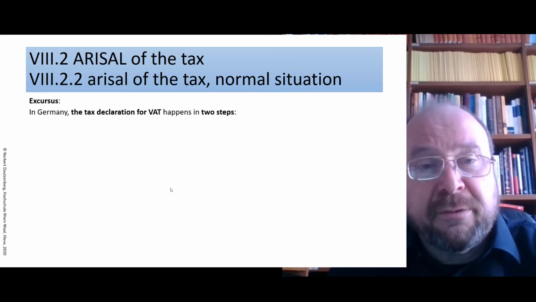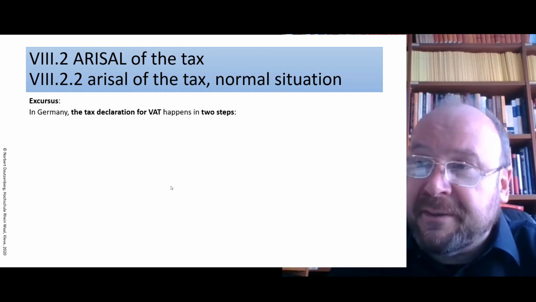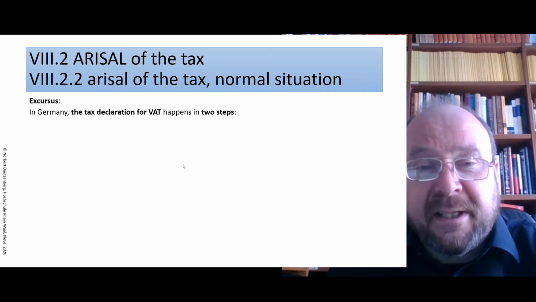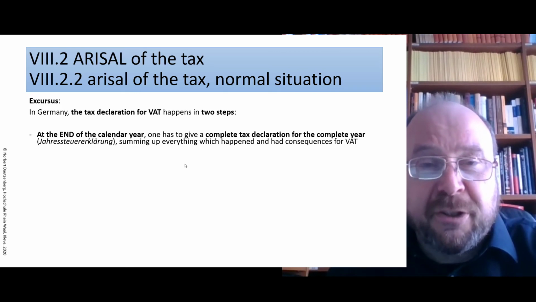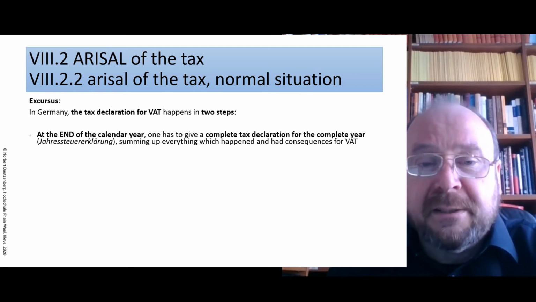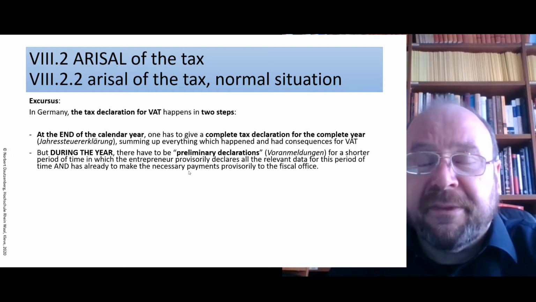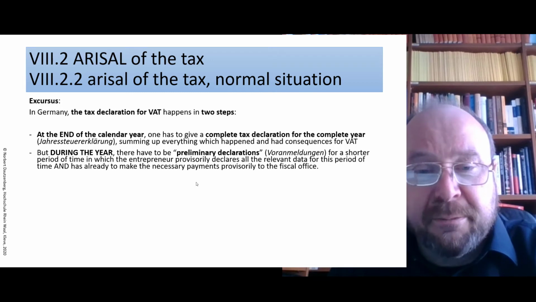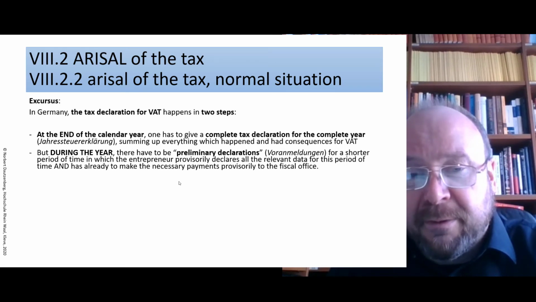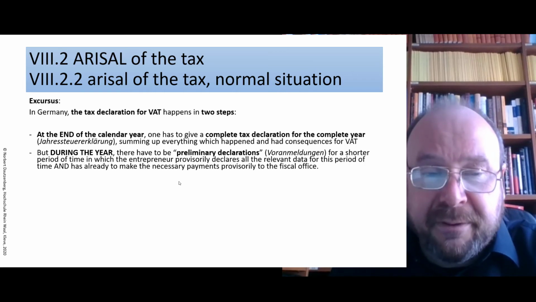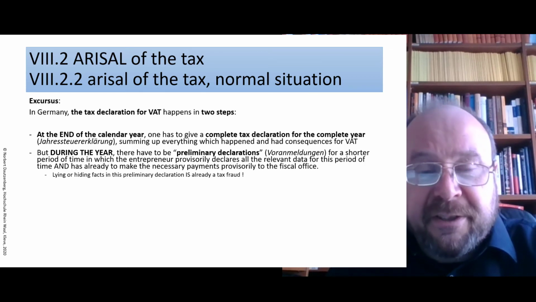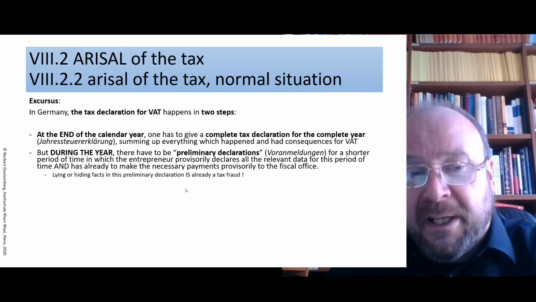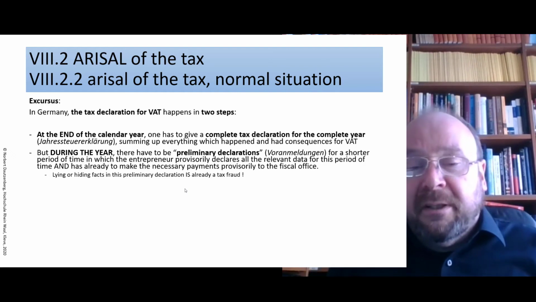By the way, you should know, if you have not yet got the information from somewhere, that in Germany the tax declaration formalities are organized so that they happen in 2 steps. At the end of the calendar year, you have to hand in a tax declaration for the complete year, which completely lists all the input and output. So where everything is summed up. But during the year, there are preliminary tax declarations to be handed in for shorter periods of time, usually for 1 month, where the entrepreneur has provisionally to declare all the relevant data for that period. And although it's only a provisional declaration, preliminary, you are obliged naturally to tell the fiscal office the truth. So lying or hiding information in that preliminary declaration would already be a tax fraud.